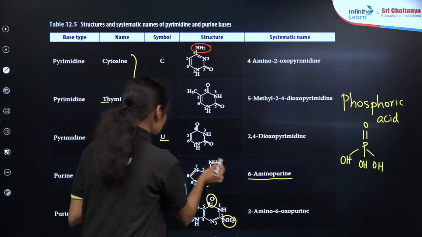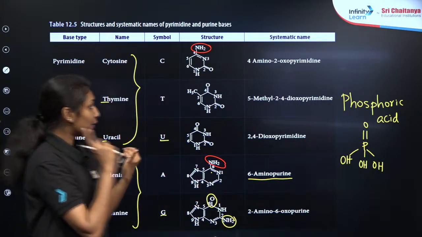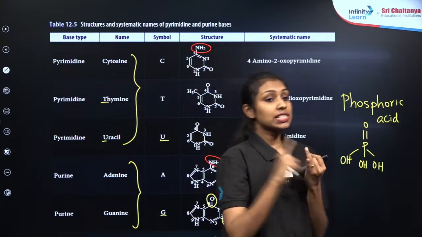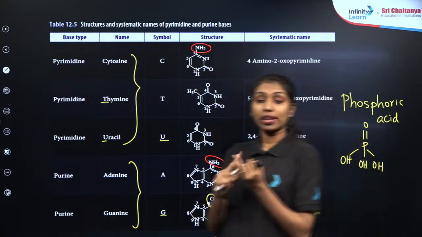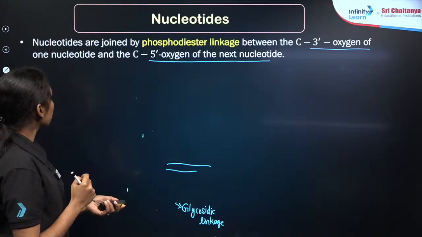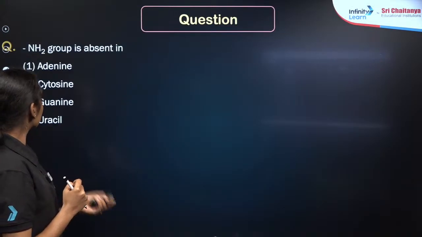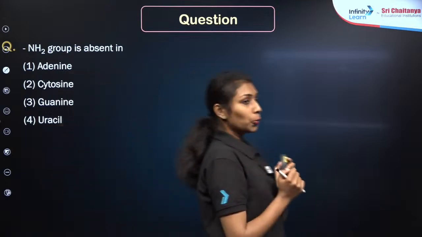Then in the case of adenine, there is an NH2 group. In the case of guanine also, there is an NH2 group, right? So, we have 2 nitrogenous bases which do not contain the amino group or the NH2 group, right? So, let's go with our question here. Okay, which one will be the answer now?